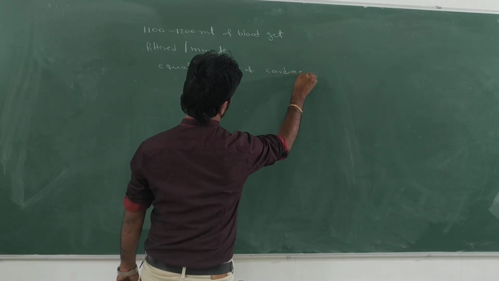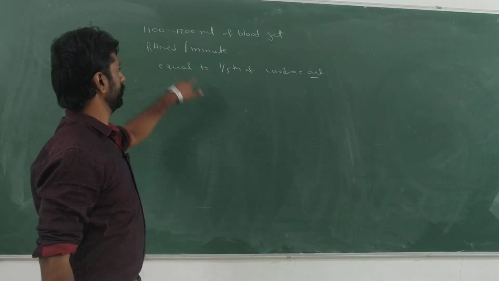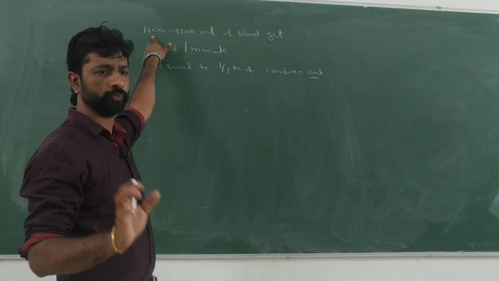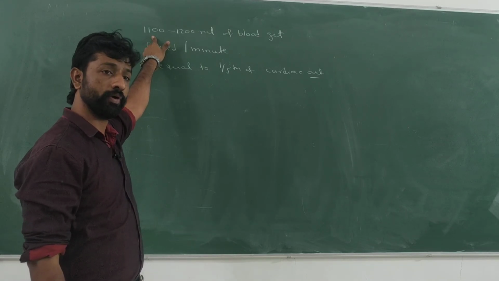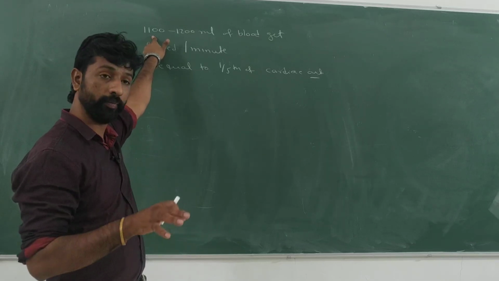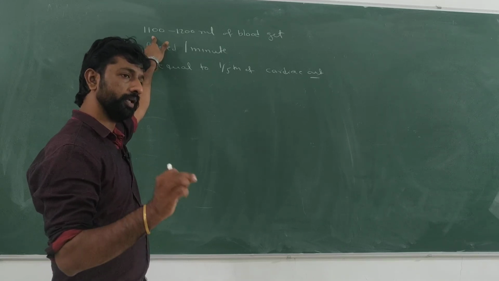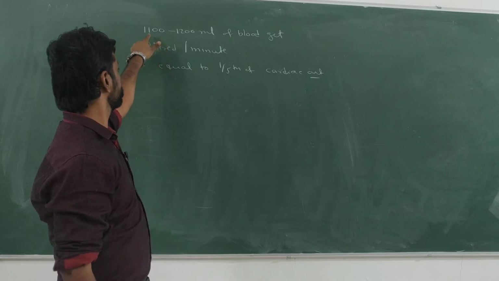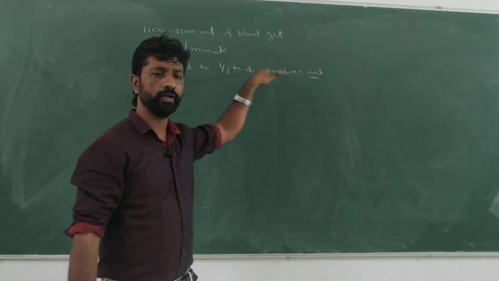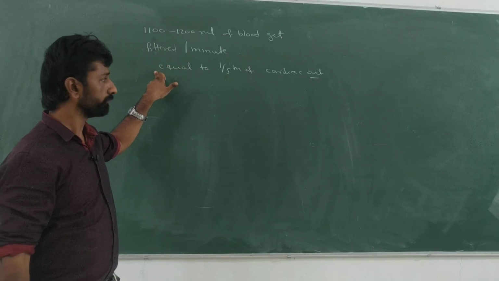What is the cardiac output volume? 5040 ml. 1100 is nearly 1/5 of that, right? 1100 into 5 means 5500 ml, but the cardiac output is nearly 5100 ml, meaning 5040 ml. So it is nearly 1/5 of the cardiac output. This is very important for the NEET examination.